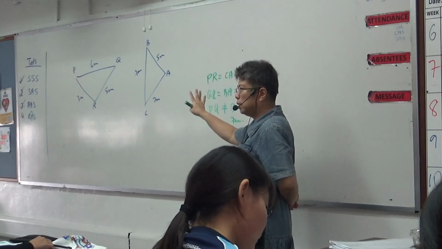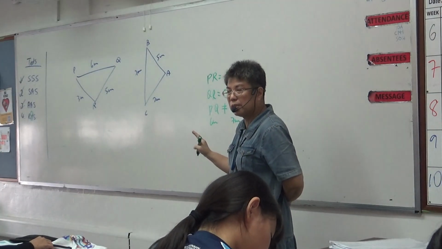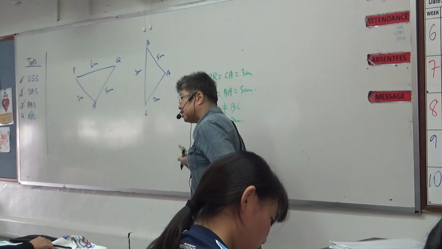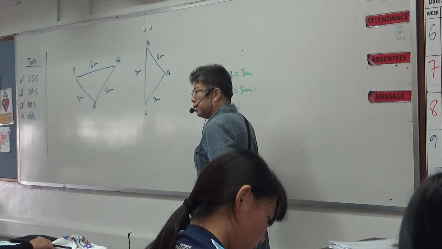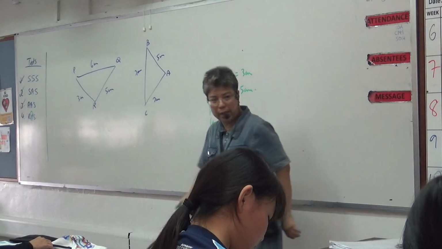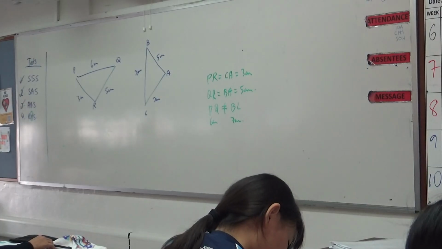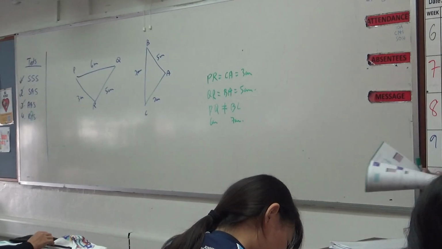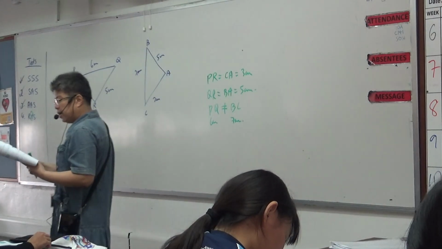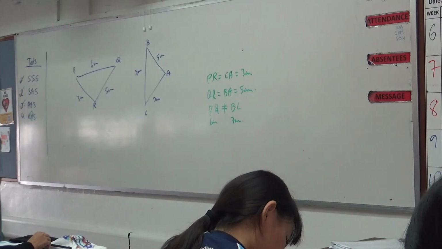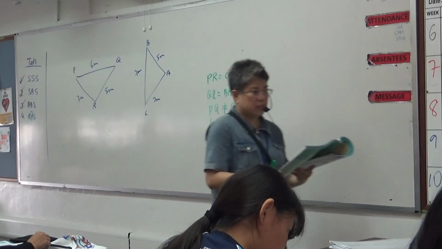Because once it's not in order, you can't tell. It doesn't matter. Do you understand here? So, I cannot use the SSS property because one side is not the same. Is that clear to what I'm talking about here? Okay, let's see how the textbook concludes it. PR equals to CA is equal to 3 cm, so on and so forth. Triangle PQR is not congruent to triangle CBA because it fails the SSS congruence test.